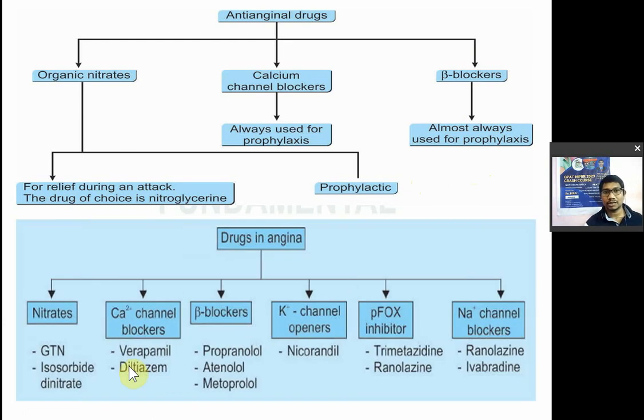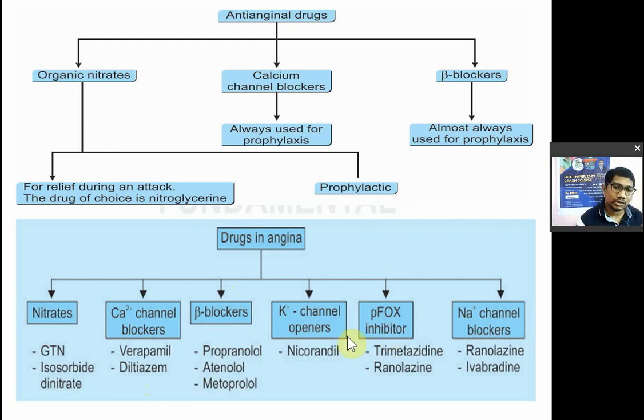Now different classes of drugs used in the angina pectoris. First one, nothing but the nitrates or vasodilators. GTN means nitroglycerin, isosorbide dinitrate. Calcium channel blockers, in that you have verapamil, diltiazem. So verapamil is a phenylalkylamine derivative. Diltiazem is nothing but the benzothiazepine derivative. In that you have dihydropyridines also, dipines, nifedipine, amlodipine, etc. Then beta blockers, in that you have propranolol, atenolol, metoprolol. Potassium channel openers, in that you have nicorandil, and partial fatty acid oxidase inhibitors.